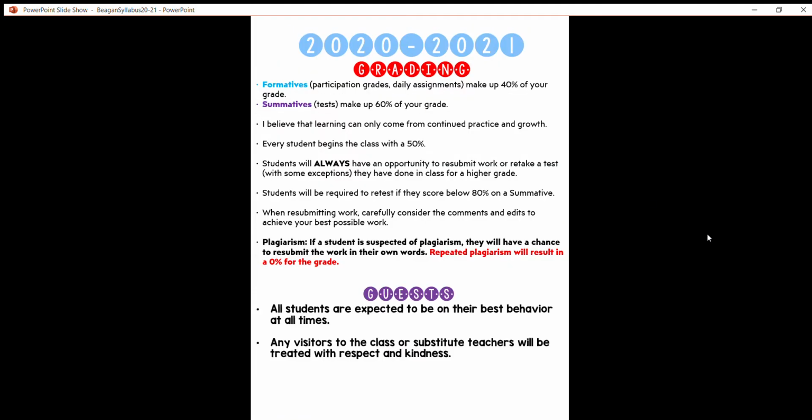All right, so my next slide is about my grading policy. The things that I really want to touch on with my grading policy is that students always have an opportunity to resubmit work or retake a test that they have done in class for a higher grade. There are some exceptions with tests. Certain district tests or state tests, of course, are not allowed to be retaken or remediated. But if it is a daily assignment, if it is a quiz, I always give the students opportunity to remediate their work. And I don't take any points off for late work either.